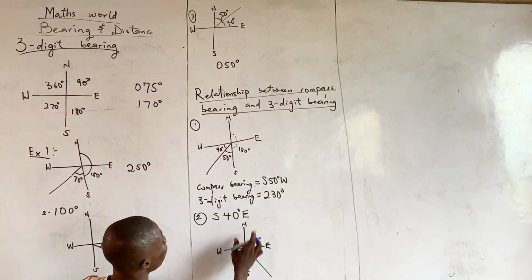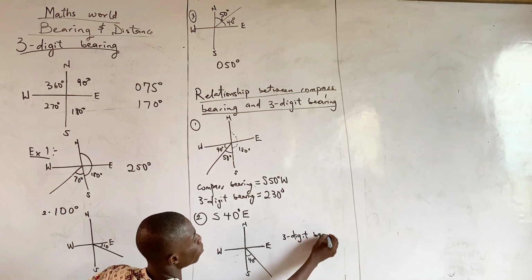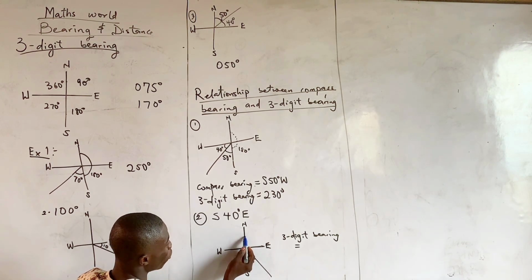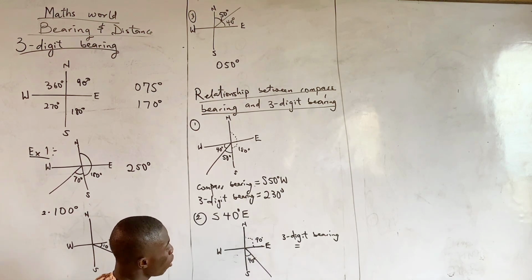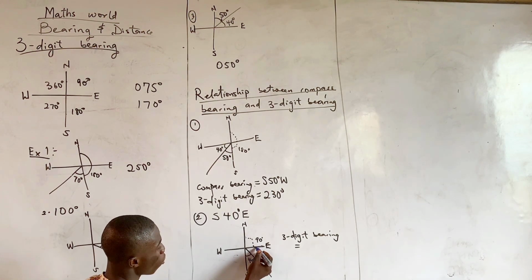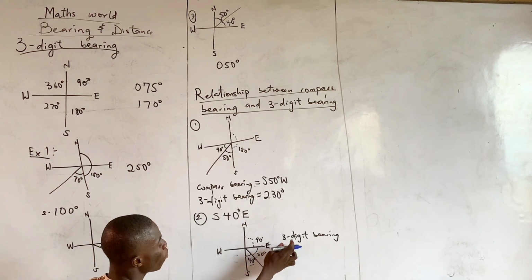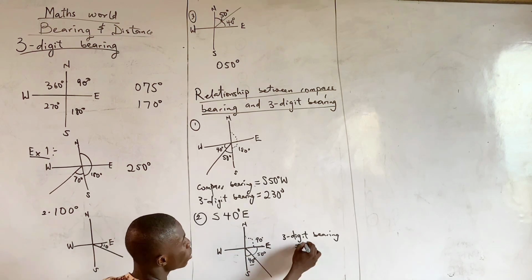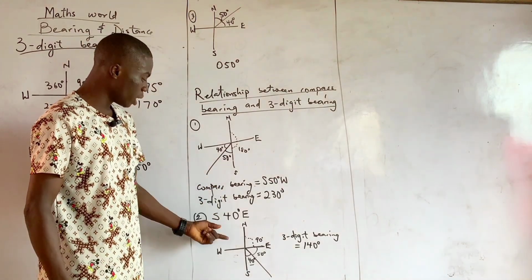So if they now say that we should represent it in 3-digit bearing, what will the 3-digit bearing of this be? From north to this point, from here to this place. Remember, from here to this place is 90. From here to here is now the question. What can be the value from here to here? If this place is 40, probably this place is 50 degrees, because from here to here is 90 degrees. So if you are looking for the 3-digit bearing, from north to this point is 140 degrees. That is how you relate compass bearing and 3-digit bearing together.